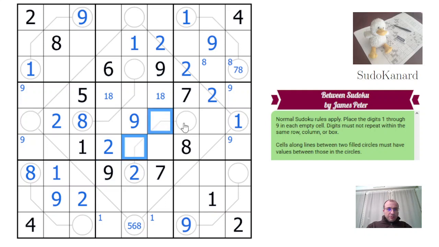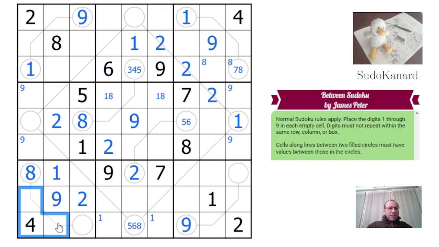So at least 3 and 4. This is at least 5. So it has to be 5 or 6. Here we have at most 7 and 6. So this is at most 5. So it can be 3, 4, or 5 at this point.